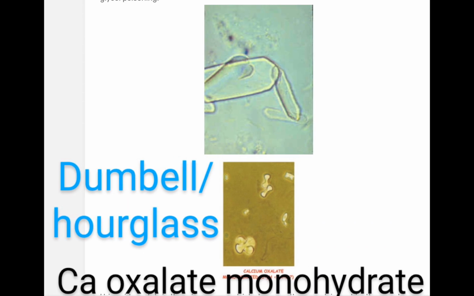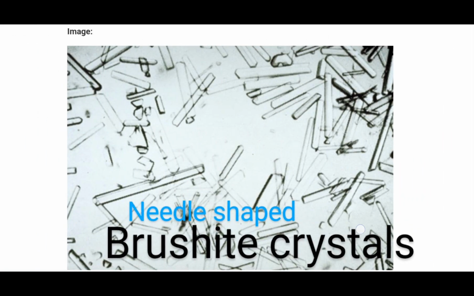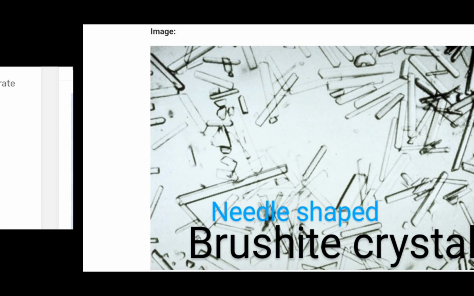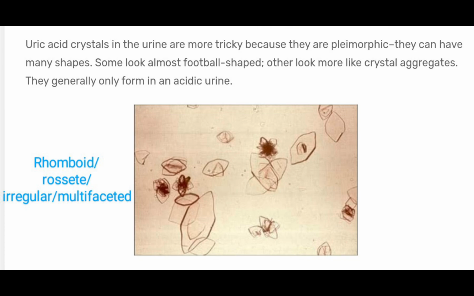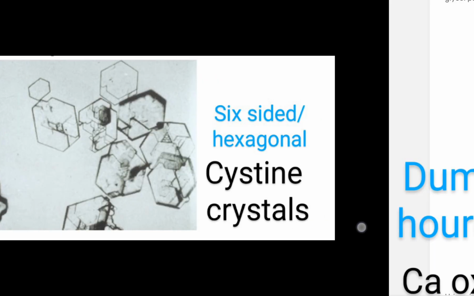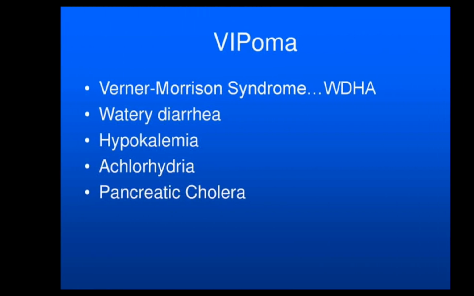So let's revise again the crystals. Calcium oxalate monohydrate is dumbbell or hourglass shaped. Then dihydrate is envelope or bipyramidal. Brushite is needle shaped. Uric acid is rhomboid, rosette, multifaceted, irregular. Cystine is hexagonal. And coffin lid is struvite.